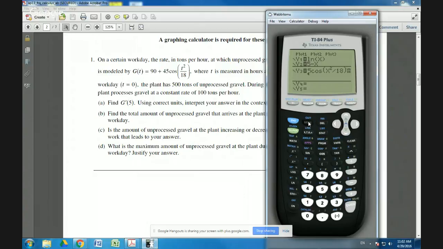All right, part A. Calculate G prime at 5. d/dx, and what was our function? Y3 at x equals 5. Got it.